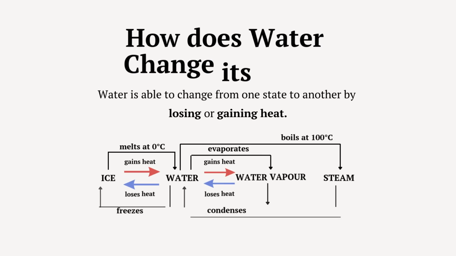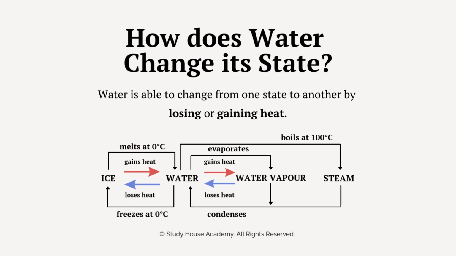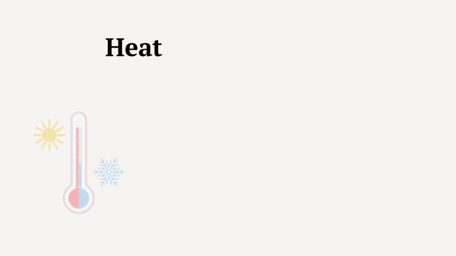How does water change its state? They do so by either losing or gaining heat. Let's go into the different processes of these heat gain and heat loss.